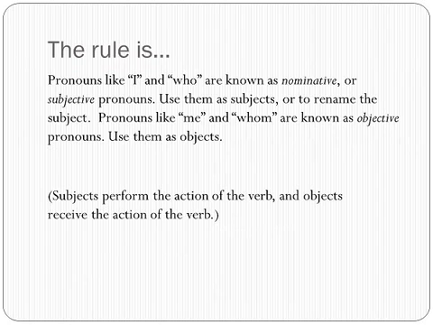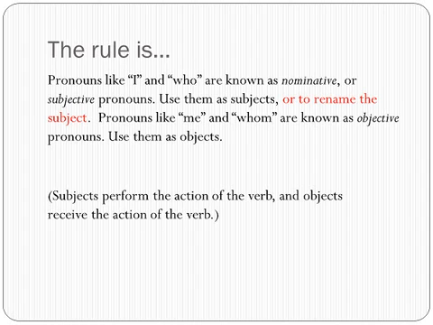Pronouns like I and who are known as nominative or subjective pronouns. We use them as subjects, or to rename the subject. Pronouns like me and whom are known as objective pronouns. We use them as objects. And just as a reminder, the subject performs the action of the verb, and the object receives the action of the verb. Now, in this video, we're going to be focusing on this specific part of the rule, that nominative pronouns rename the subject of a sentence.